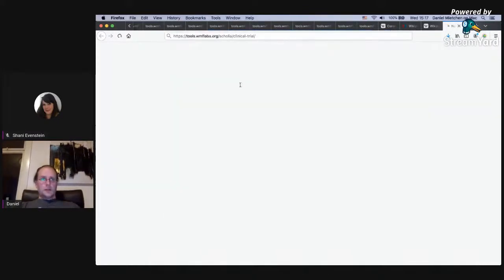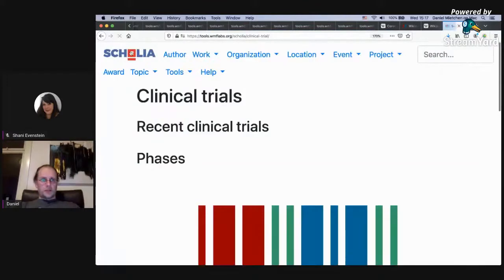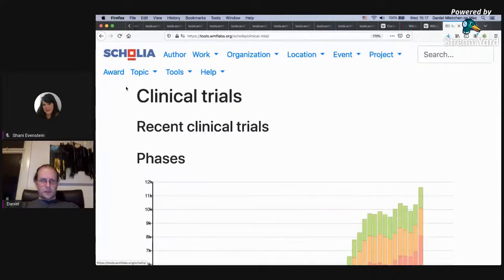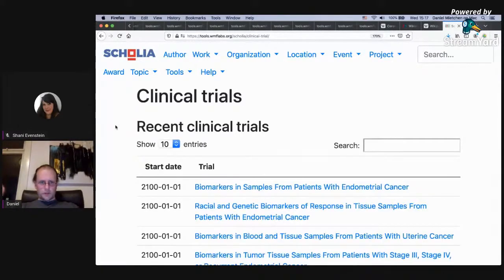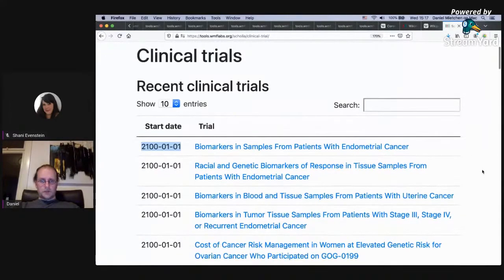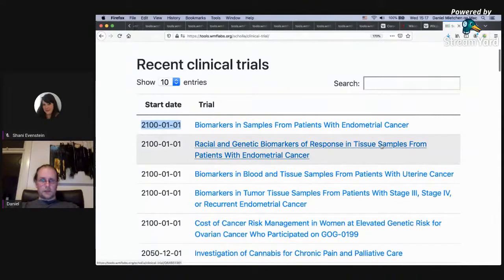So here, this is back to Scholia, a tool that we will discuss a bit more as well, and that I showed already a little bit. It has not just an overview of the literature, it also has an overview of clinical trials, which also has some fun, let's say, elements. So here you see some trials that start in the year 2100 that are indexed in a database, which basically just reflects that those trials are incorrectly marked up in the source.